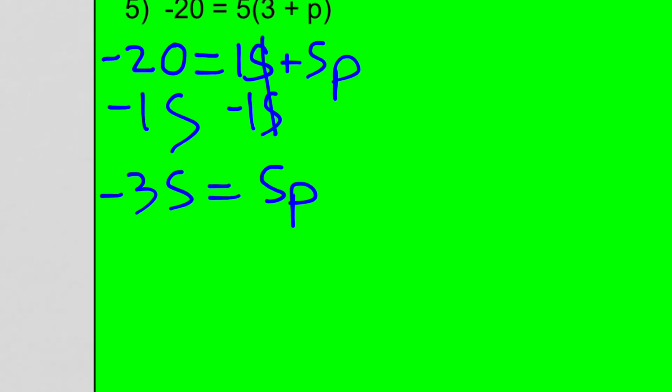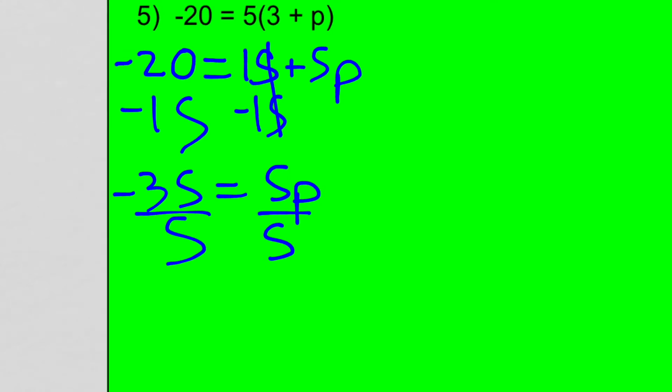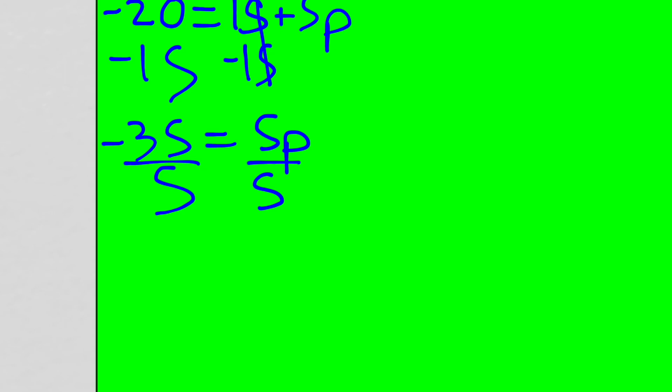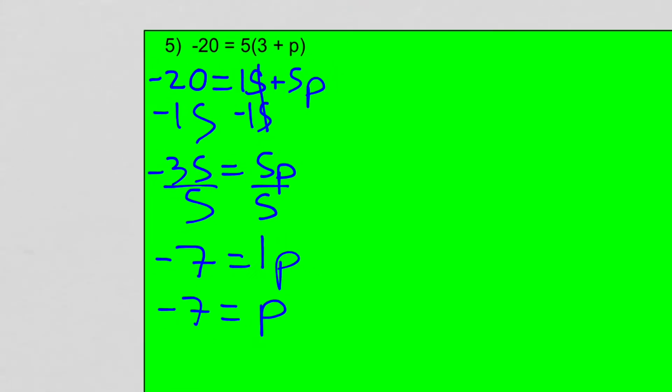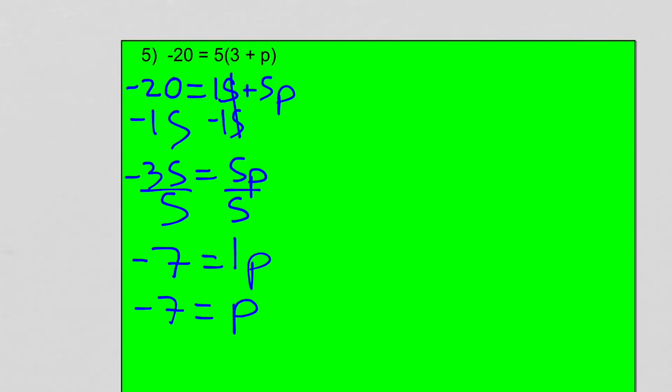Now I have a multiply by 5p. I'm going to do the opposite of that, which is to divide by 5. Divide by 5. Negative 35 divided by 5 is negative 7. 5 divided by 5 is 1p, or negative 7 equals p. So that's one way you can do it. Perfectly fine, and it works every time. And it builds on what we already know, right?